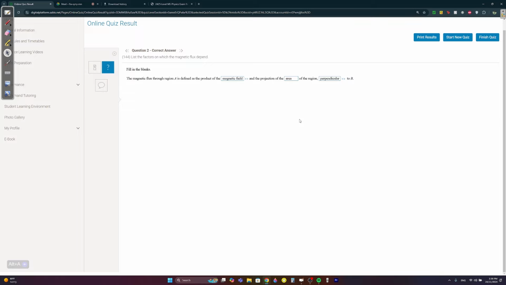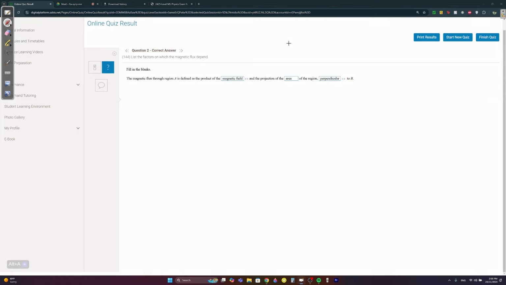The magnetic flux through region A is defined as the product of what? Obviously, phi, magnetic flux, is equal to BA cosine theta. So it's the product of the magnetic field. When we see projection, that means they're talking about area. So you know which one it is. When you see projection, you know you're talking about area. So projection of the area of the region perpendicular to B. It has to be perpendicular to the magnetic field.